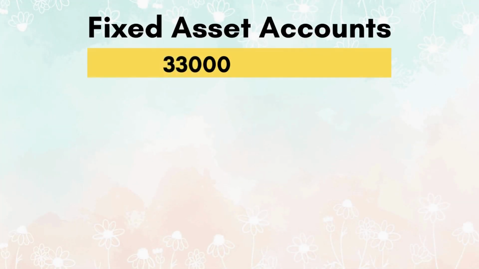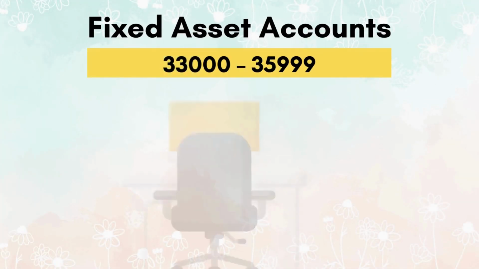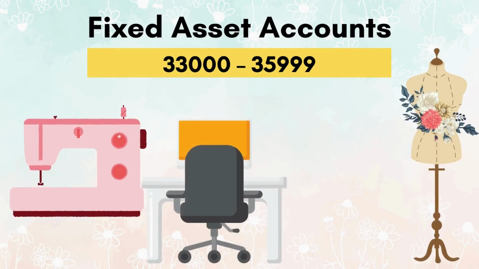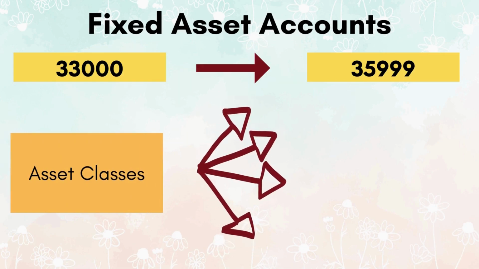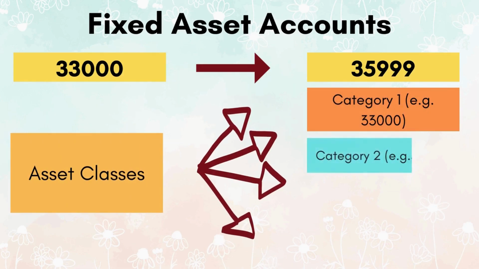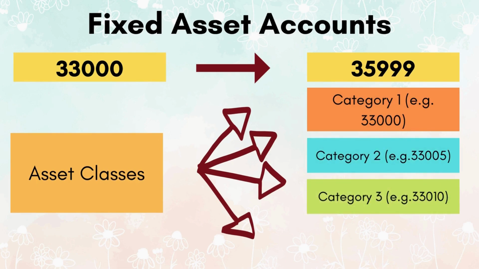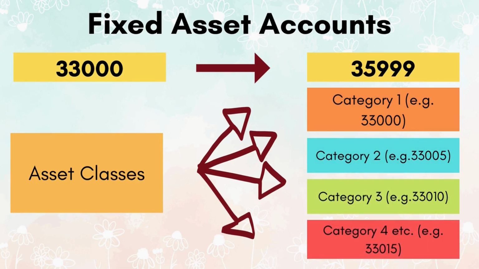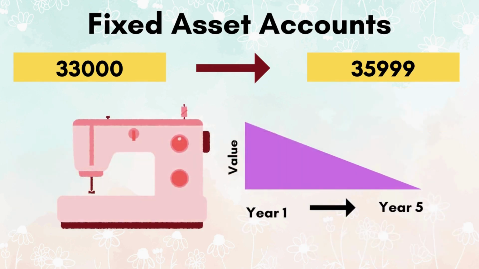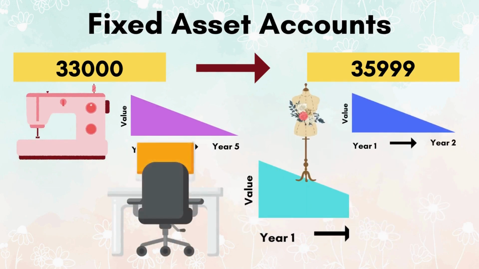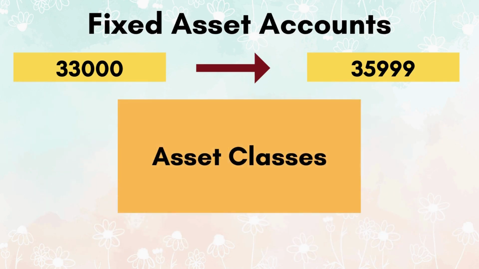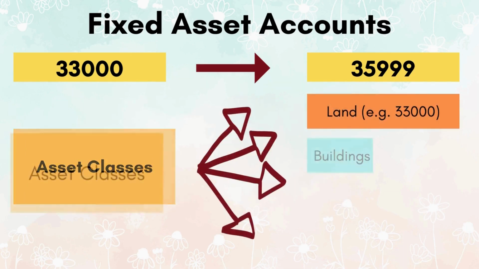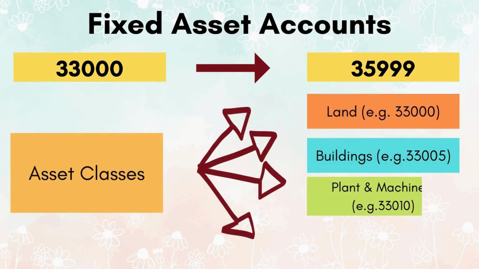Now let us create a fixed asset account. Fixed asset accounts are used to track and store the value of your fixed assets. Usually, you would have your fixed assets split into different categories, also called asset classes, depending on how you want them to depreciate over time. By depreciate, I mean how their value reduces over the period when they are being used. Some common asset categories are land, building, plant and machinery.